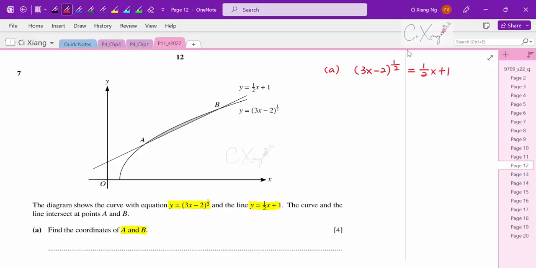Alright, okay, so let's start. I want to get rid of the power half, therefore I need to square the whole equation. So when I square the whole equation, it will look something like this.